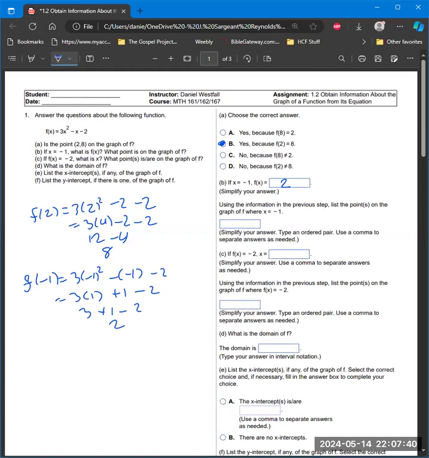If f of x is equal to -2, what is x? So 3x squared minus x minus 2 is equal to -2. So that makes 3x squared minus x equal to 0. x times 3x minus 1 is equal to 0. So x equals 0, or x equals 1/3.